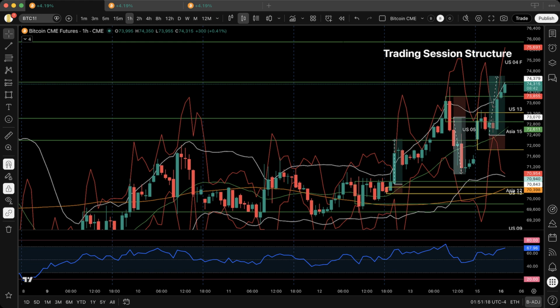The second axis is volatility. And on this chart, volatility is visible through the Bollinger bands. The 20 Bollinger bands are expanding. The upper band is rising. The lower band is slightly expanding downward. This means usable distance is beginning to increase.